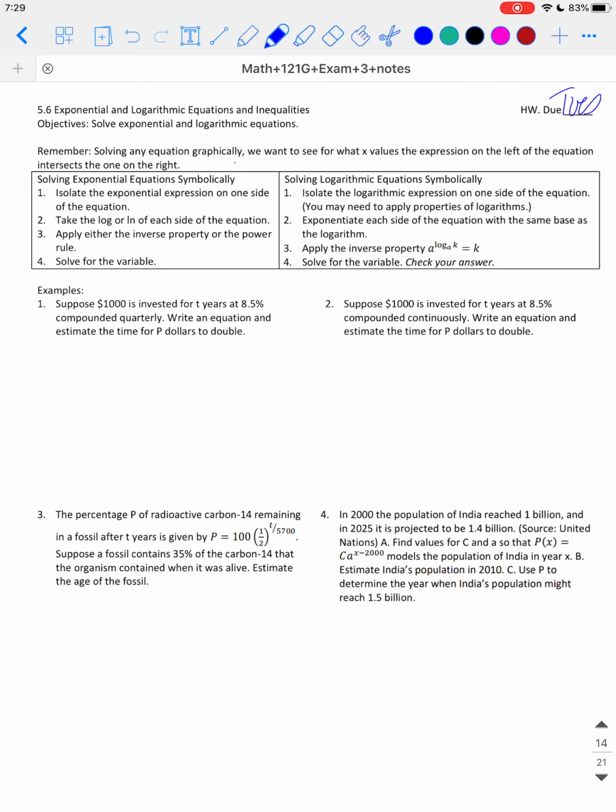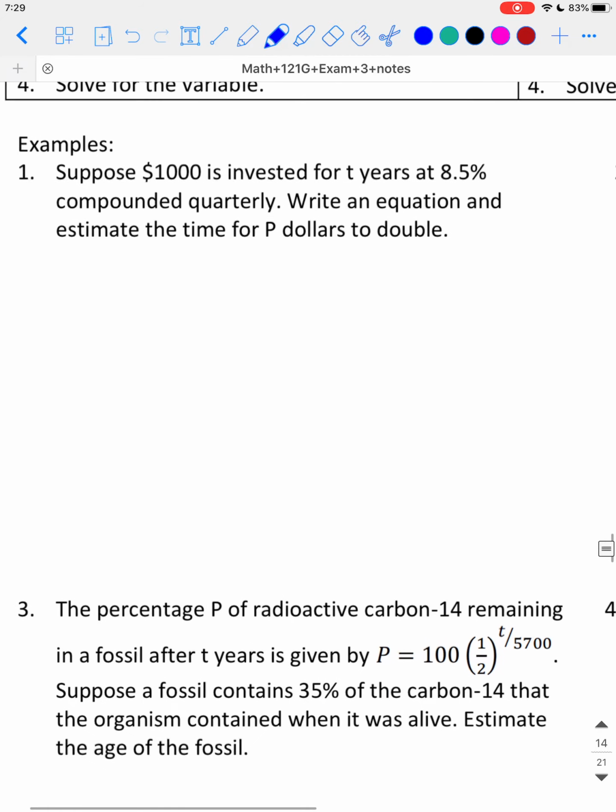So number 1 says, suppose that $1,000 is invested for t years at 8.5% compounded quarterly. Write an equation and estimate the time for P dollars to double. So I'm going to zoom in here. So we need this formula: A is equal to P times (1 plus r over n) to the nt.